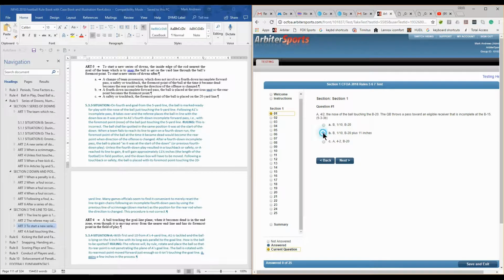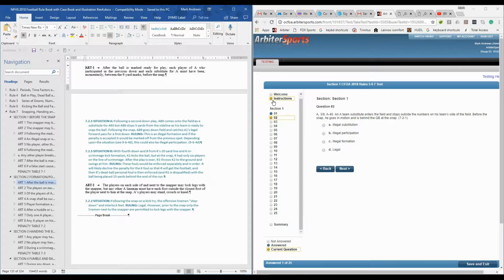For you first-year officials, if the referee places the ball on the 20, while that might be technically incorrect, don't be a rules meister. Just go with it and put the chains on the 20 and play on.